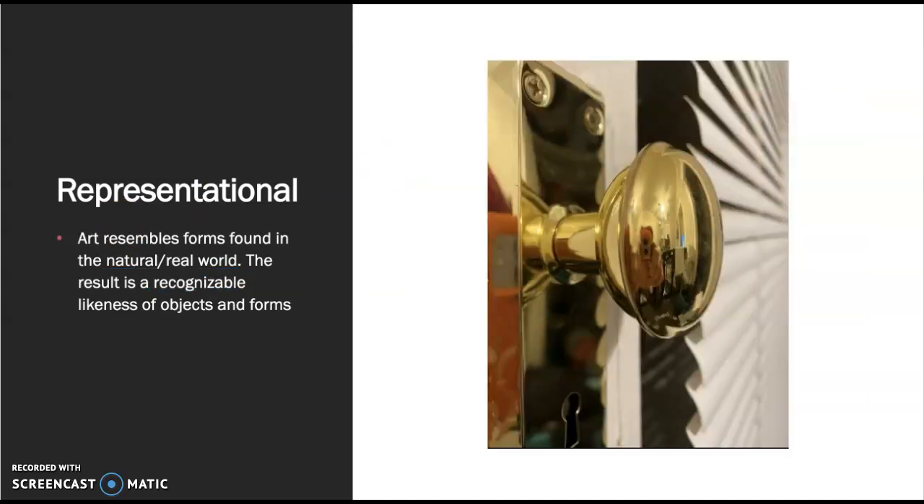Next. Another idea of representational art is something can be close up, but we can still identify what it looks like. It's representing the real world. In this picture, this is a doorknob. We can even see the reflection of the photographer. Then we have blinds shooting out on the right-hand side. Again, we can pick apart what this looks like. You and I can come in agreement it is a doorknob. So it looks like recognizable likeness found in the real world.